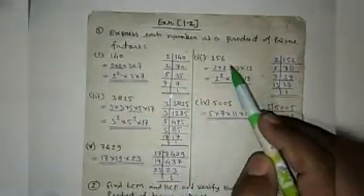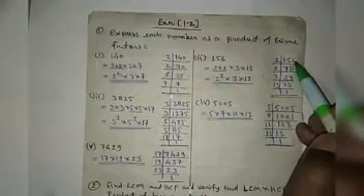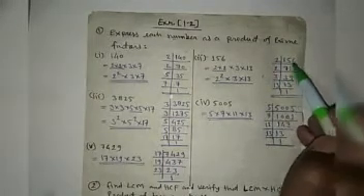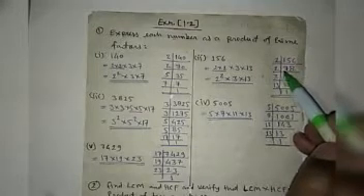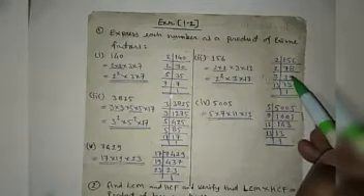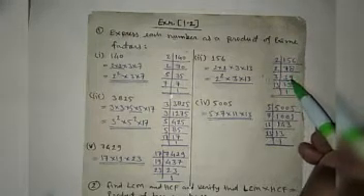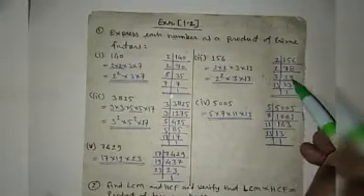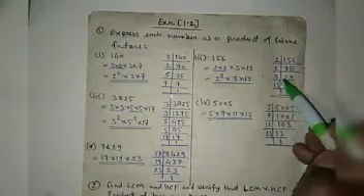In the second part, the number is 156. It is divided by 2 because it is also an even number. 2 into 78 gives 156. 78 is again even, so it is again divided by 2. It gives 39. 39 is an odd number, so it will not be divided by 2. Then see here the sum of digits, 3 plus 9 is 12, which is a multiple of 3, so it is divided by 3.